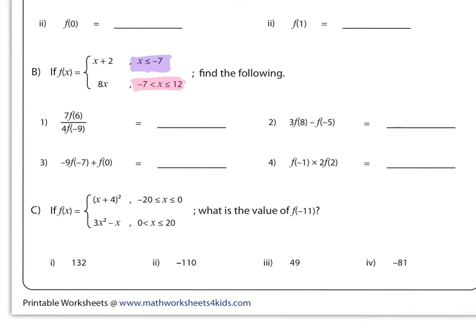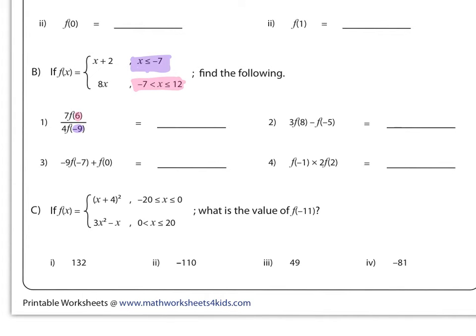So my first x here is 6. Is 6 less than -7 or between -7 and 12? Well, it's between -7 and 12, so that's going to go into my 8x. And then -9 is less than -7, so we've got that. So I wanted to just go ahead and put that in there.